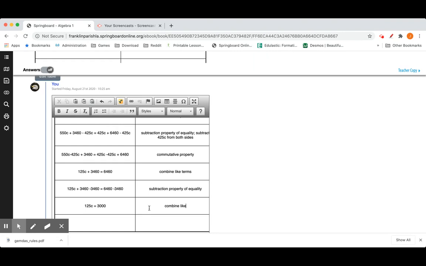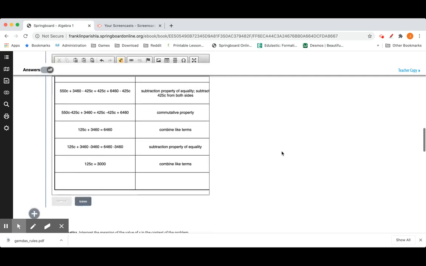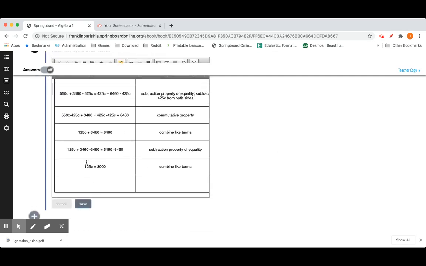Combining like terms again. And the next step, I will need to get rid of the 125. Let's divide both sides by 125. Remember, we got to keep it balanced. So what we do to one side, you need to do to the other to keep it even, which means matching and balanced. That's the division property of equality.